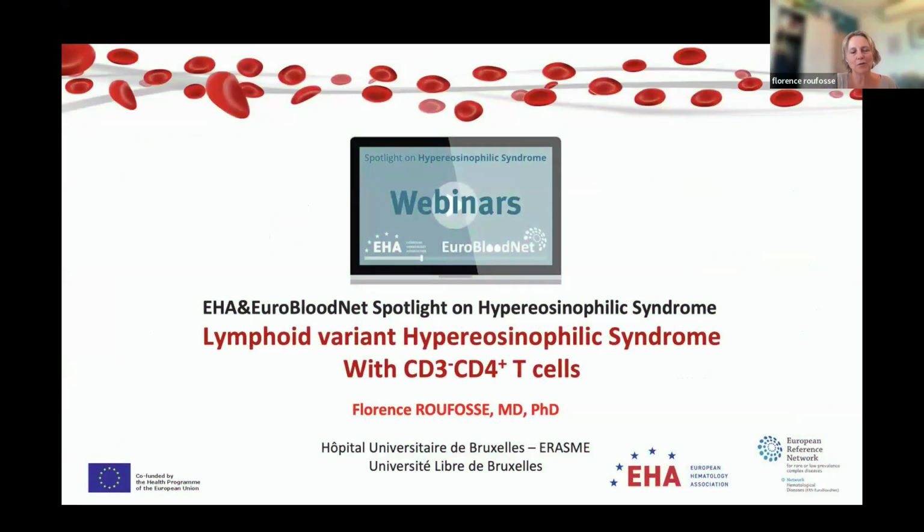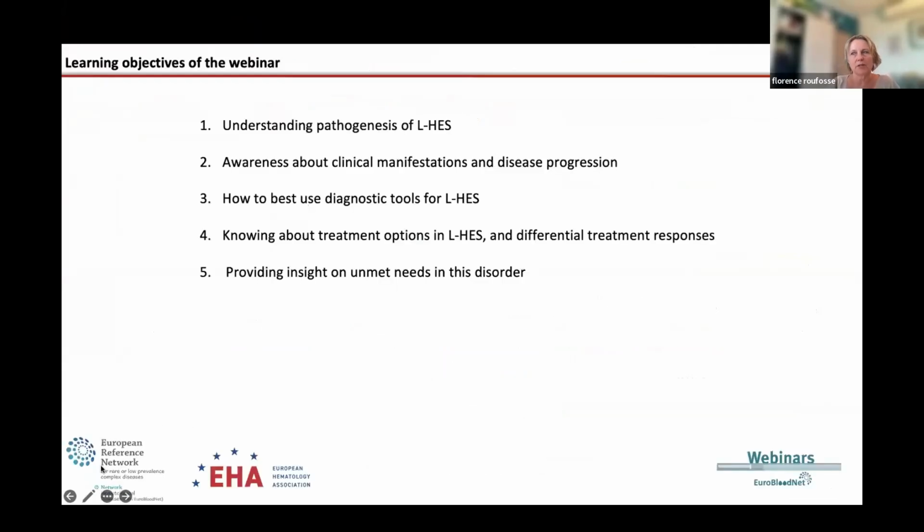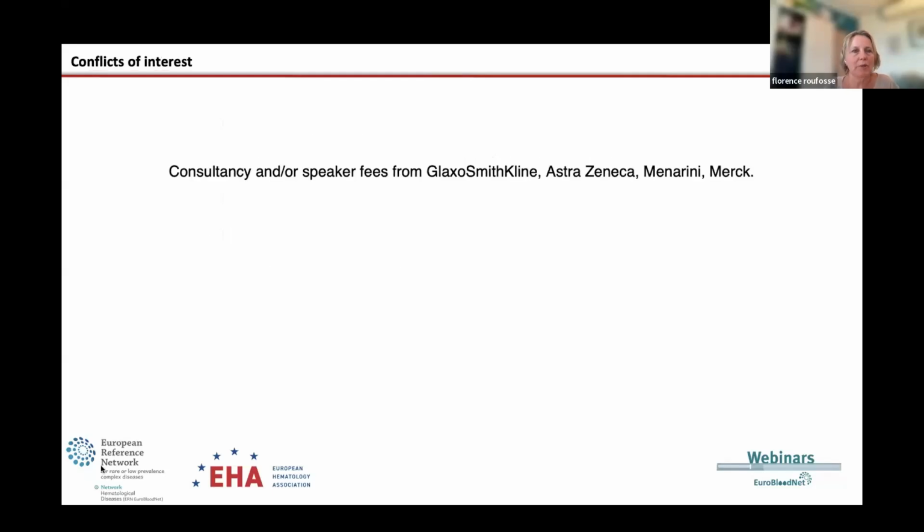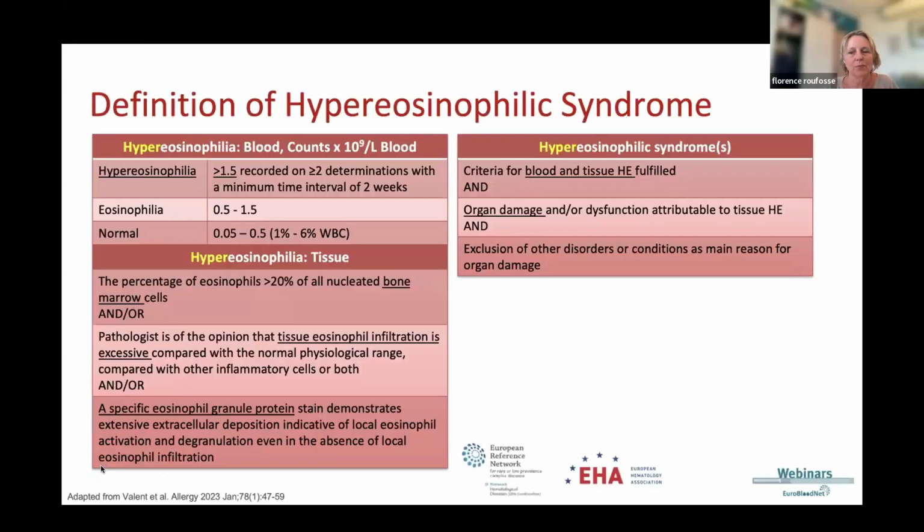I'm going to continue talking about clonal HES variants, but this time the clone concerns T cells and no longer eosinophils themselves. And in particular, I'm going to stress the existence of a very particular subset of T cells, which is that of CD3 negative, CD4 positive T cells. So these are the objectives, and just not to lose too much time, I'm going to skip this slide, rapidly show you my potential conflicts of interest, and continue.